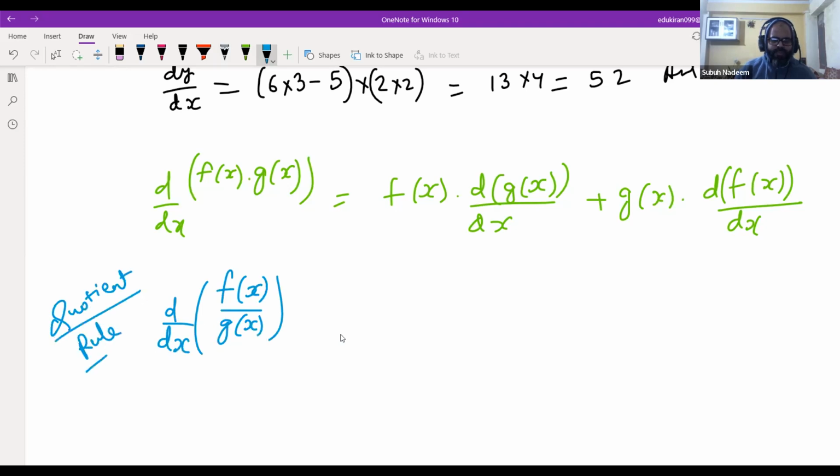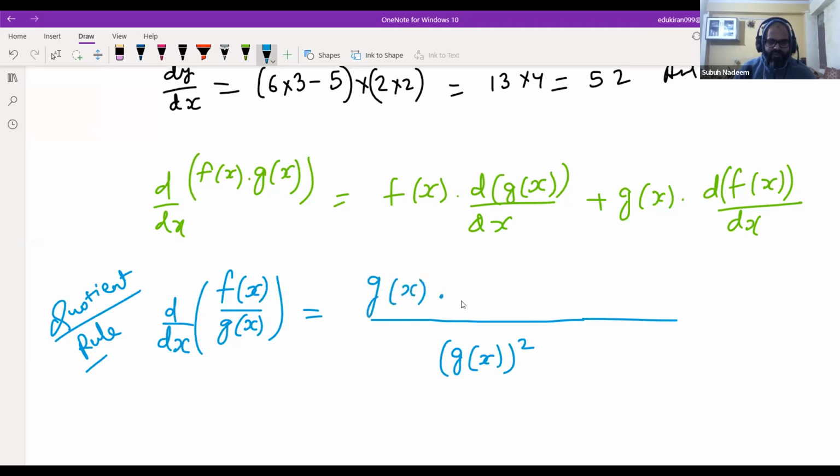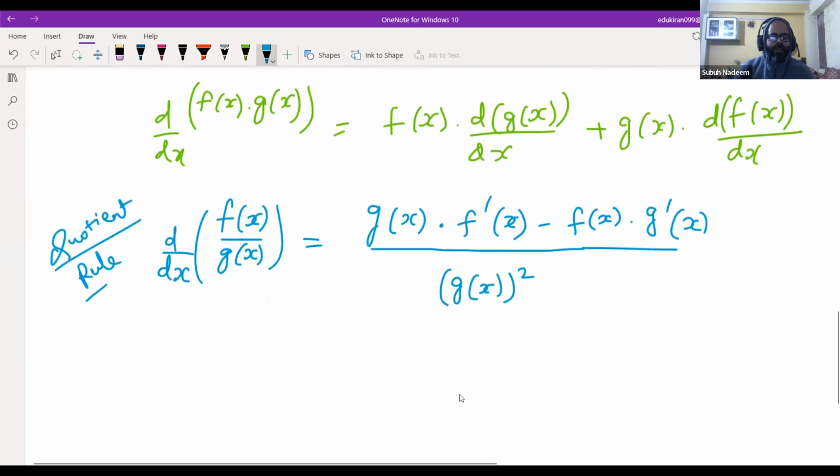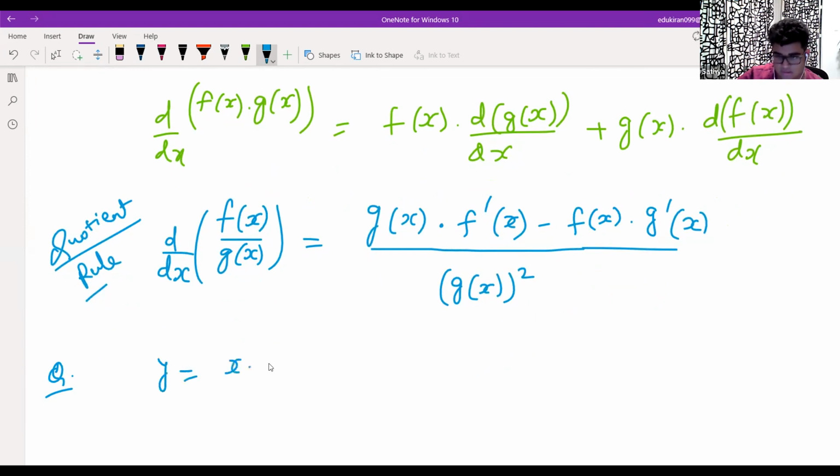So in the quotient rule, we take a big division sign, and the denominator squared is in the denominator, that is g(x) whole squared. Then we take the denominator and differentiate the numerator. Then we take a minus sign, take the numerator and differentiate the denominator. This is the rule which you have to remember. Now let us see one example. The question is y equals 2x plus 6 by x squared.